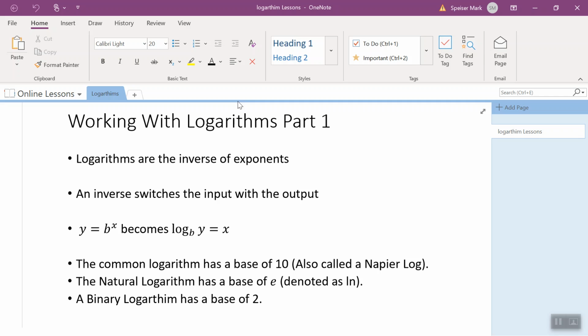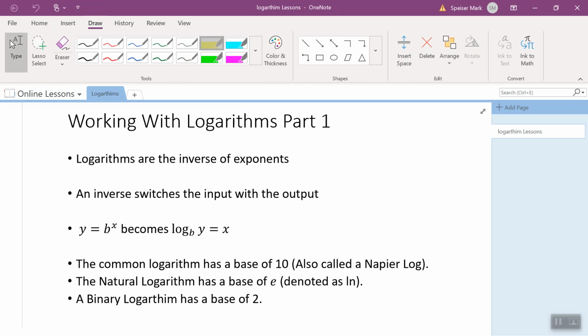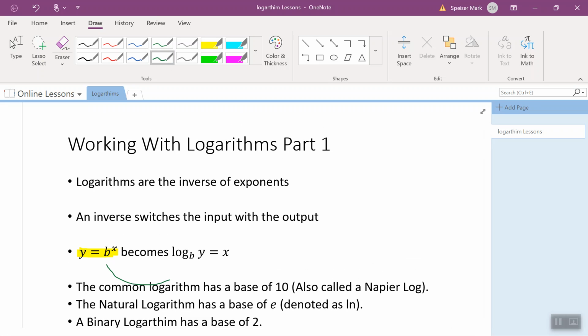The basic logarithmic function is as follows. Y equals b to the x. We switch to log base b, and the power becomes the output, and the result, the exponent, becomes the input.